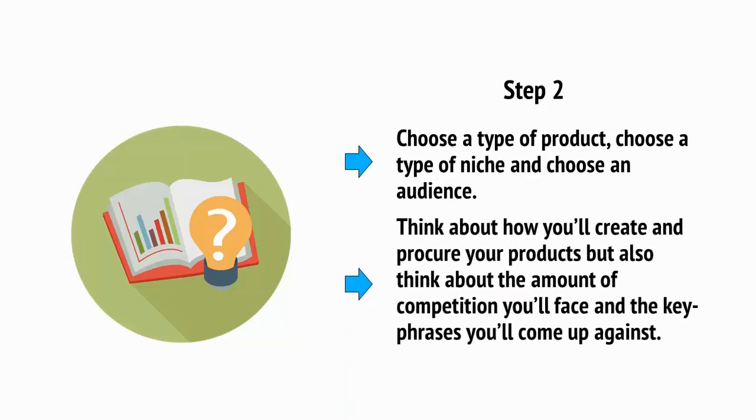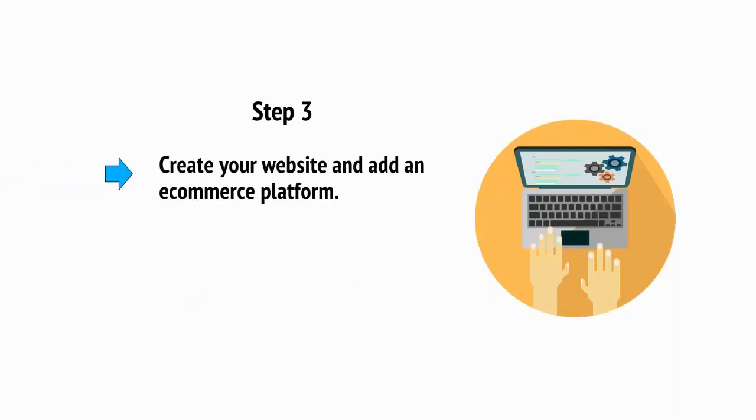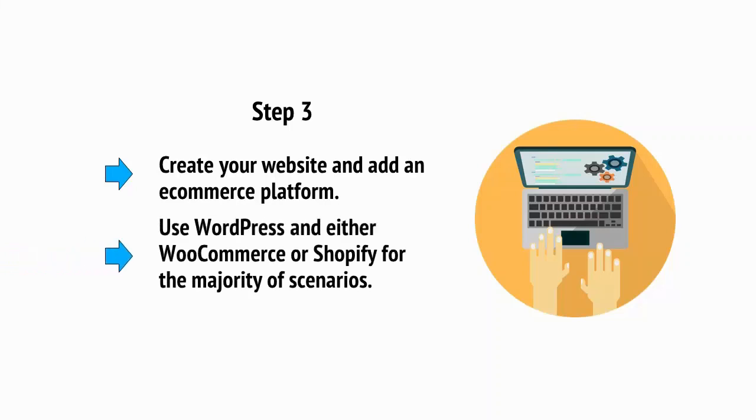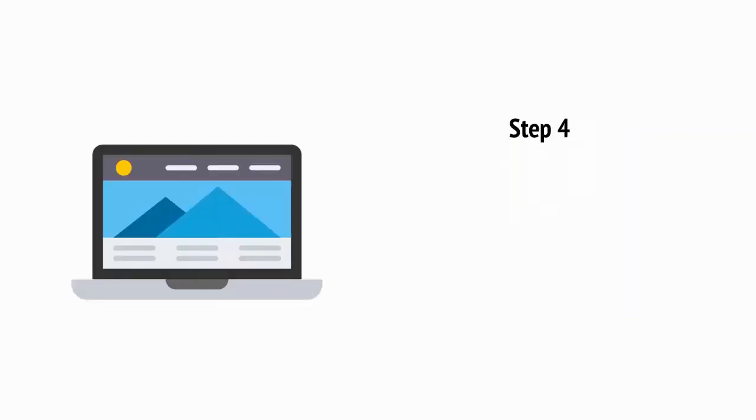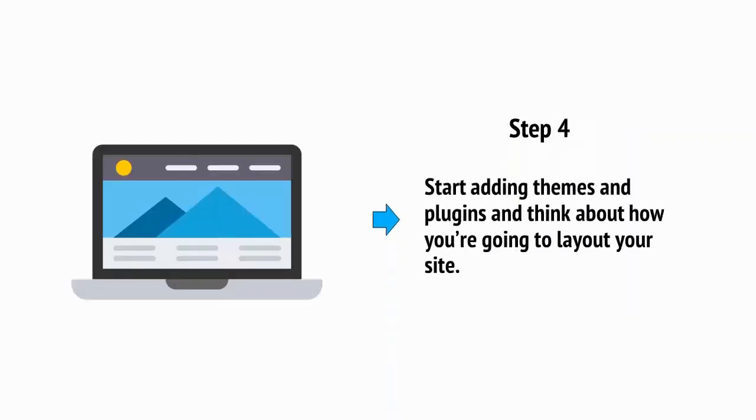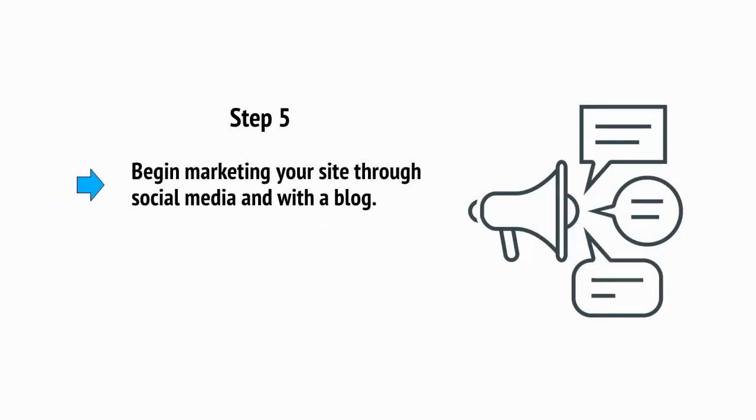Think about how you'll create and procure your products, but also think about the amount of competition you'll face and the key phrases that you'll come up against. Step number 3, create your website and add an e-commerce platform. Use WordPress and either WooCommerce or Shopify for the majority of scenarios. Step number 4, start adding themes and plugins and think about how you're going to lay out your site. And finally, step number 5, begin marketing your site through social media and with a blog.